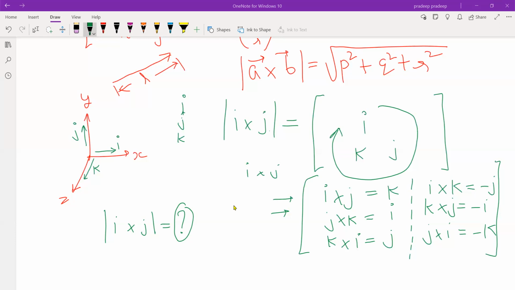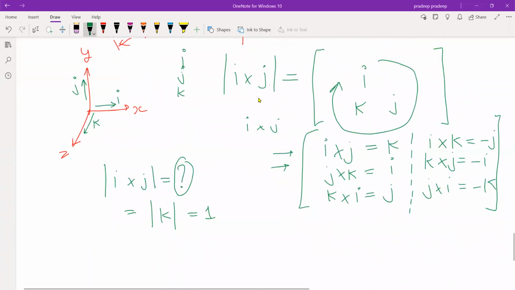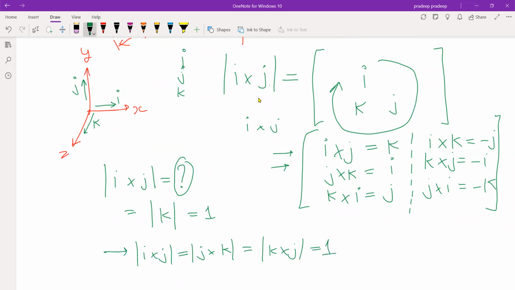And then the subsequent question which comes from this is what will be the magnitude of i cross j? See, i cross j is nothing but k. So the magnitude of i cross j will be equal to the magnitude of k. k is a unit vector, and a unit vector has a magnitude of 1. So we write this as 1. That's why for all of the cross products, either i cross j or j cross k, or let's say k cross j, any type of permutation, the answer will always be 1. So that's the whole concept. Please write this down.